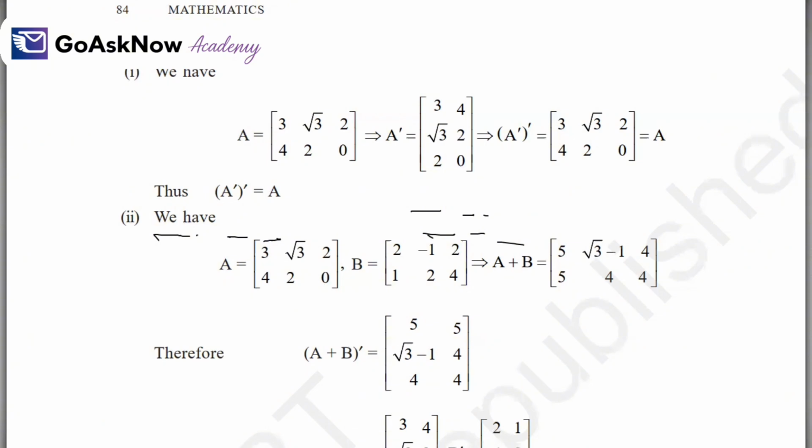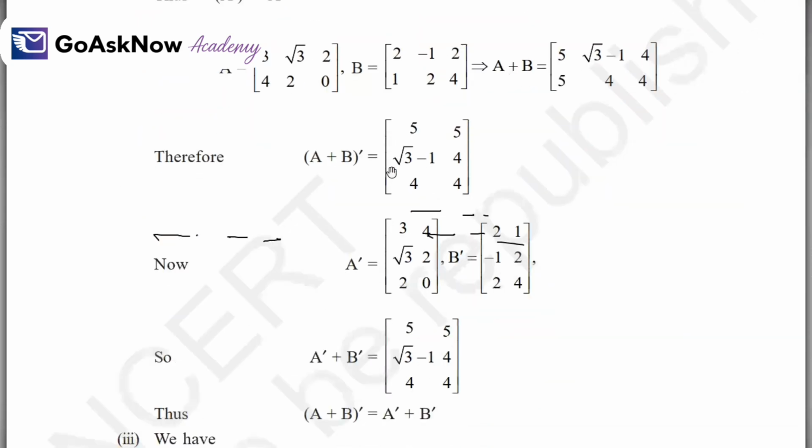Now the second property is proved here. If A is equal to [3 root 3 2; 4 2 0], B is equal to [2 -1 2; 1 2 4], then A plus B, we have found out, is coming as [5 root 3-1 4; 5 4 4].